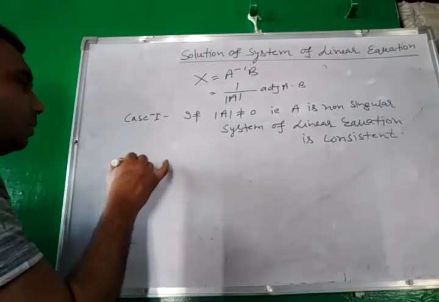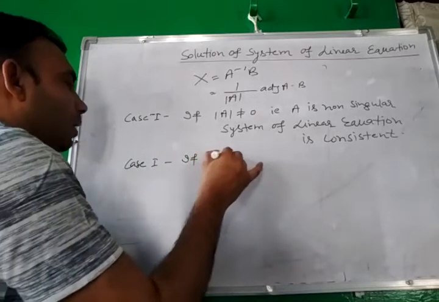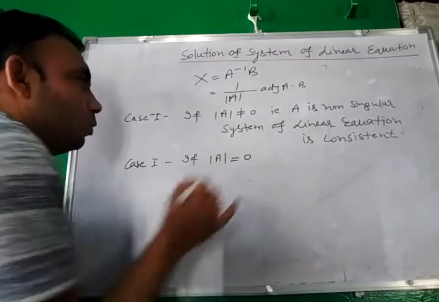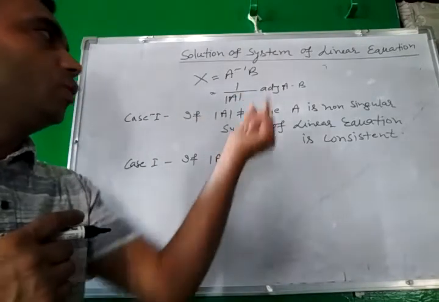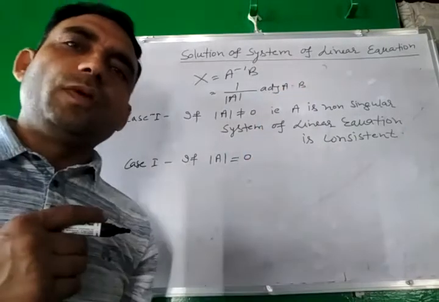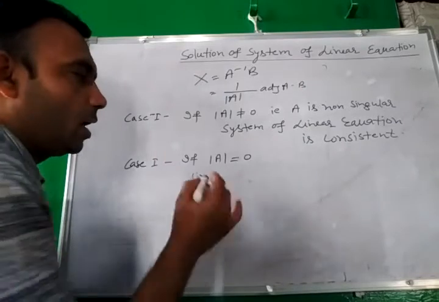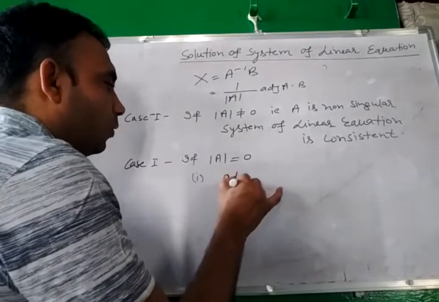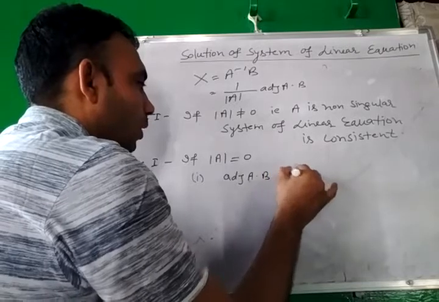Now case second. If determinant of A is equal to 0, then the number of solutions depends on adjoint of A into B. Then we will find adjoint A into B. Now two cases again arise. First, if adjoint of A into B is not equal to 0.